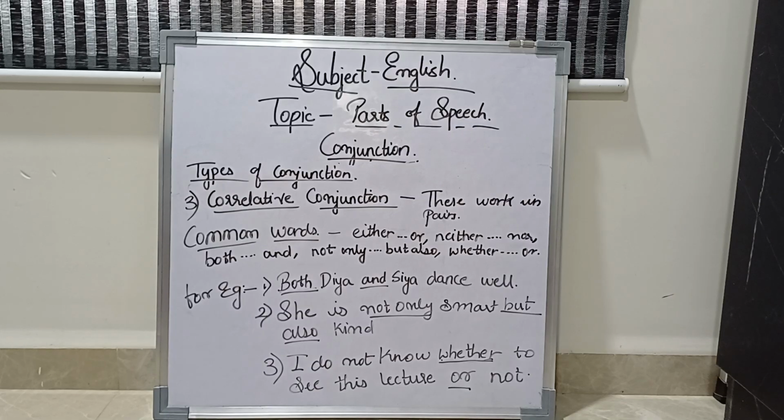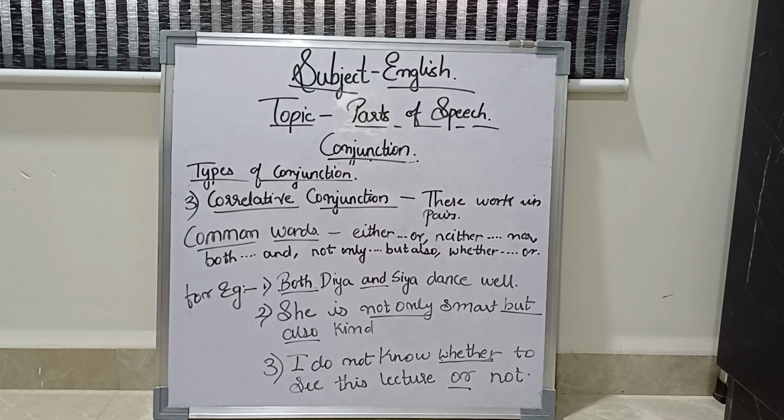Now, here I will use not only but also as an example. She is not only smart but also kind. वो सिर्फ smart नहीं, kind भी है. We use not only and but also together to explain how smart and kind she is.